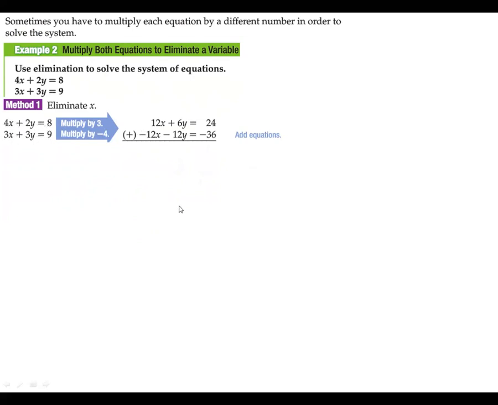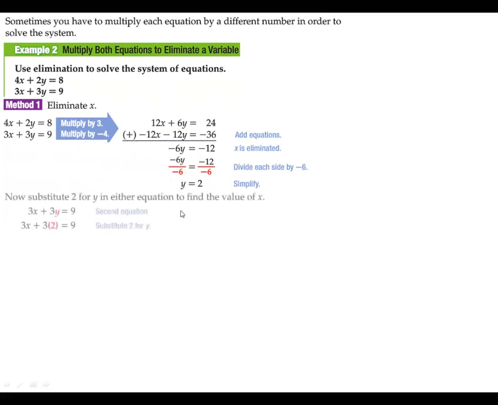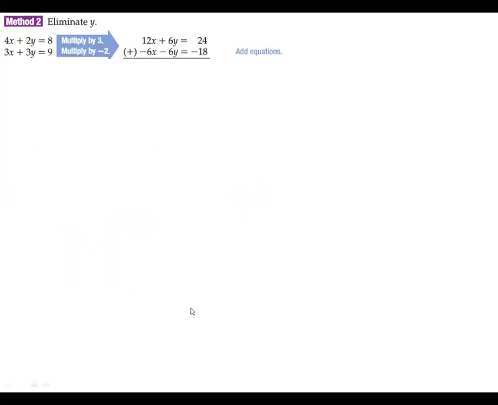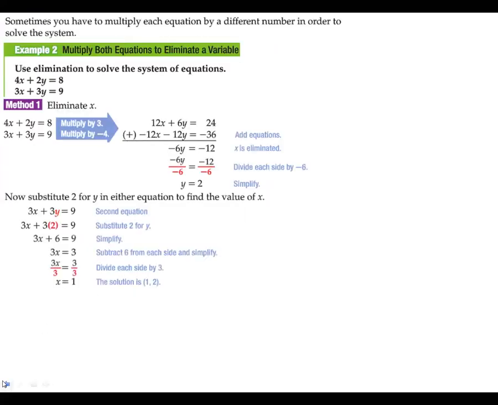We get this. I add those together, the x's cancel. Then you get negative 6y equals negative 12. Divide both sides by negative 6, you get y equals 2. Plug that into either of the equations that you originally started with. We're going to pick the second one, so substitute 2 in for y. Simplify, subtract 6, divide by 3, and you get x equals 1. So the solution is 1, 2.